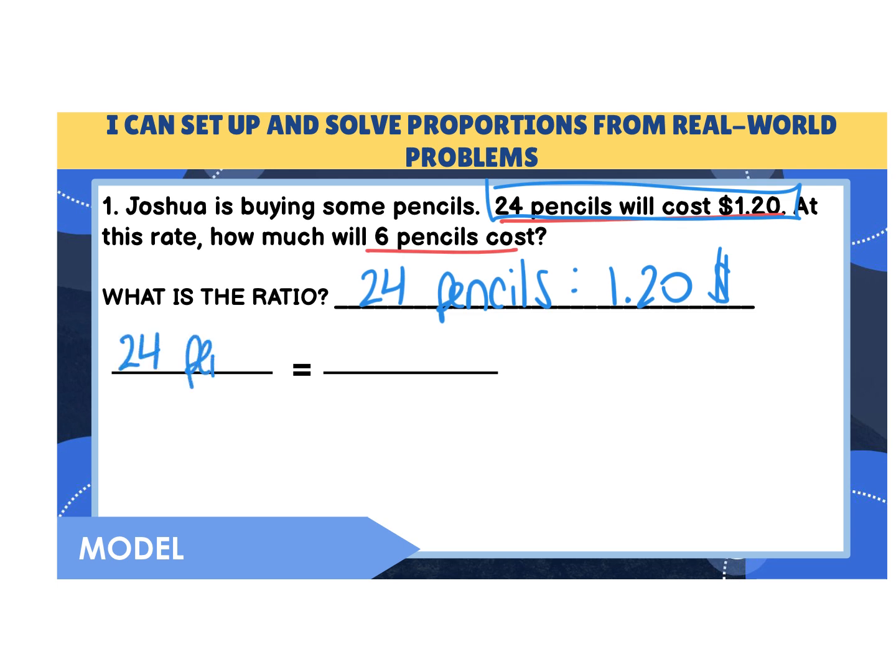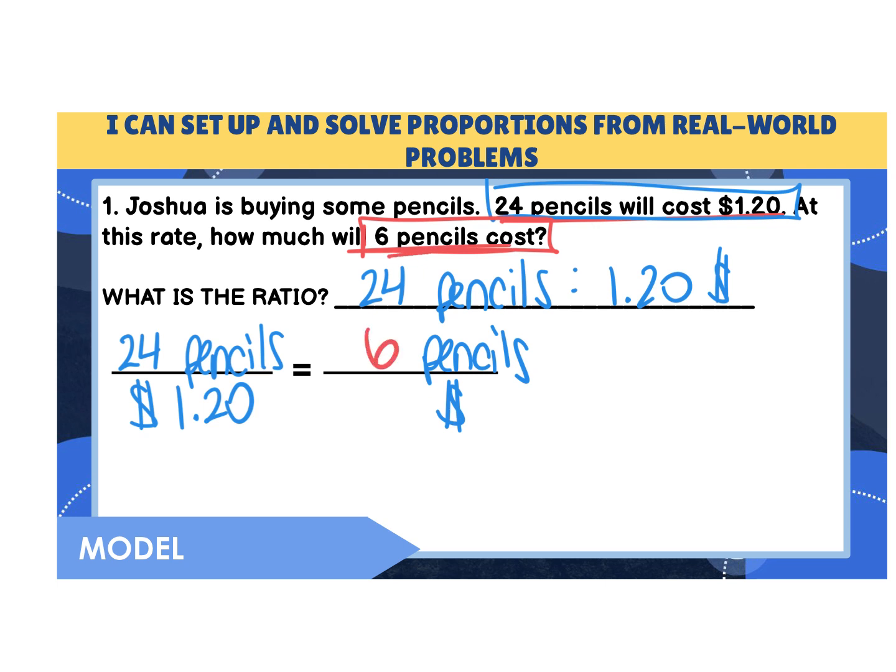24 pencils over $1.20. I'm going to rewrite my units on the other side. This side has to be pencils on top and a dollar sign on bottom. And then the question says, how much will it cost for 6 pencils? 6 pencils. And then we can put an X on bottom. From there, we can cross multiply to solve the proportion.